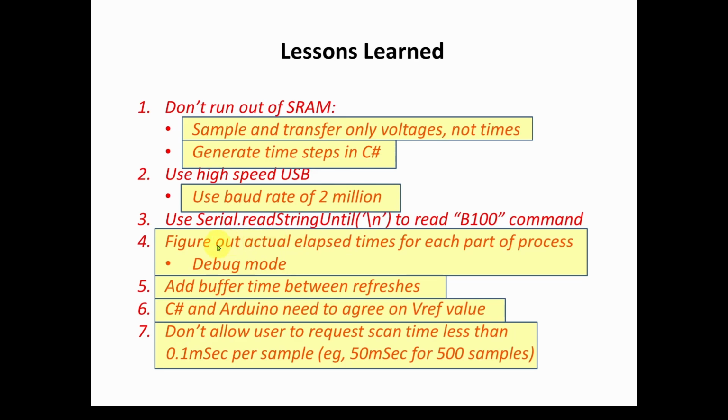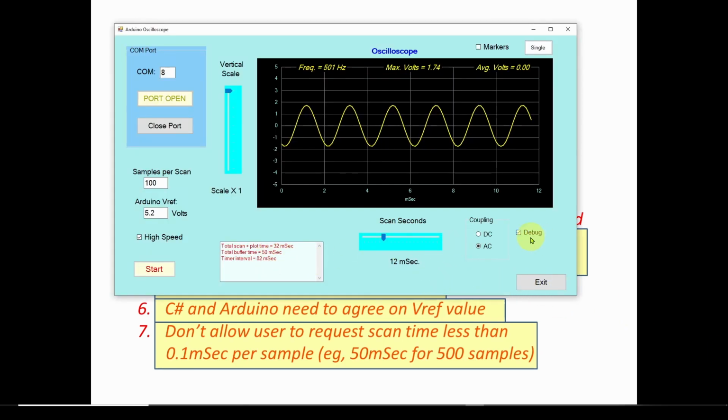And then we're going to have to figure out actual elapsed times for each part of the process. As you can see in our application, I've got this debug mode where we're printing out in our text box how long it's taking for different parts of the process. So the total scan plus plot time is 30-something milliseconds. We're adding a buffer time, kind of a safety margin between scans of 50 milliseconds, which gives us a total interval of about 80 milliseconds.